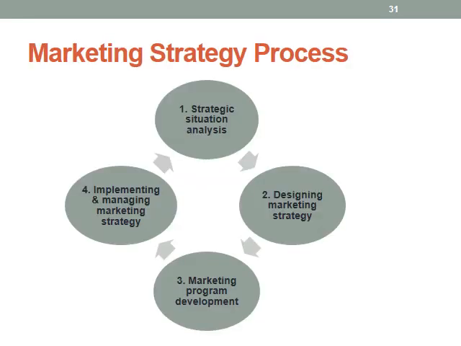Right. Now this discussion can lead us to the marketing strategy process, which consists of four components. Number one, strategic situation analysis. So that's what we discuss. It's all about analyzing your internal as well as your external environment to understand where you are at the moment. Because without understanding your current position, it's difficult to determine what you are going to do in the future. So that's number one.